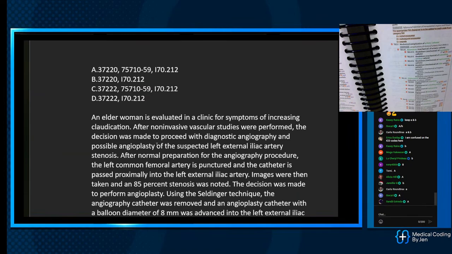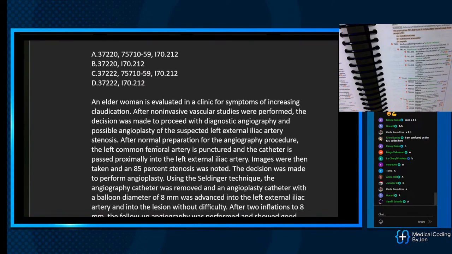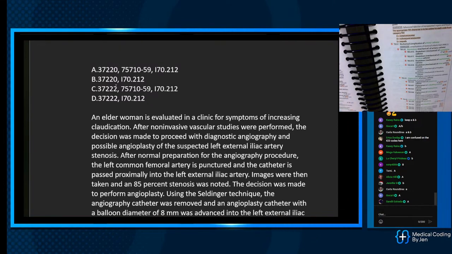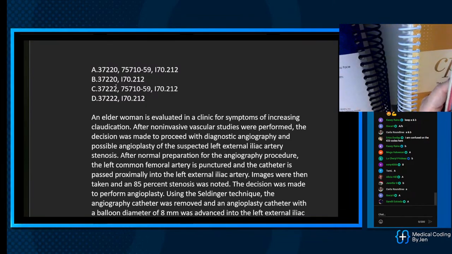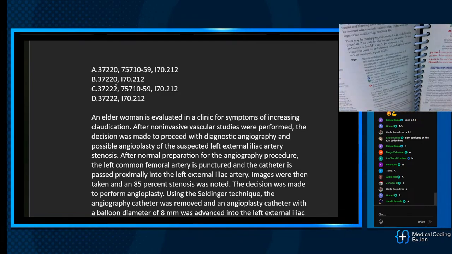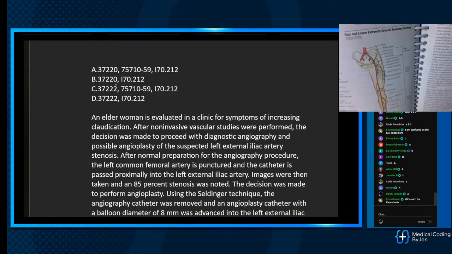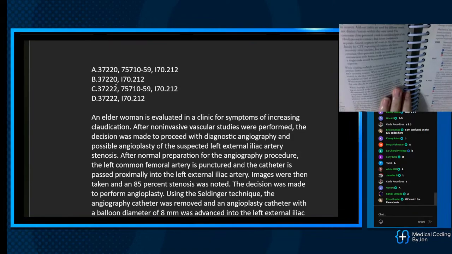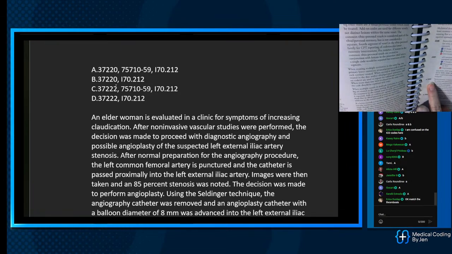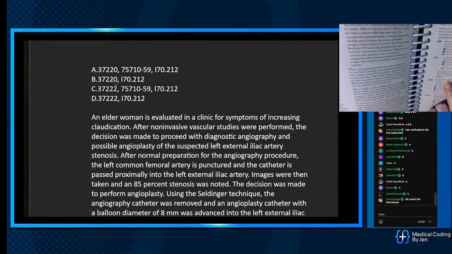Big old long one here. All right. Are we going to be 37222 or 37220? Let's get that first before we worry about the diagnoses or anything. So 37220, 37220 and 37222. They're both revascularization. They're both endo. They're both open. They're both percutaneous. Both iliac artery. 37220 is unilateral.